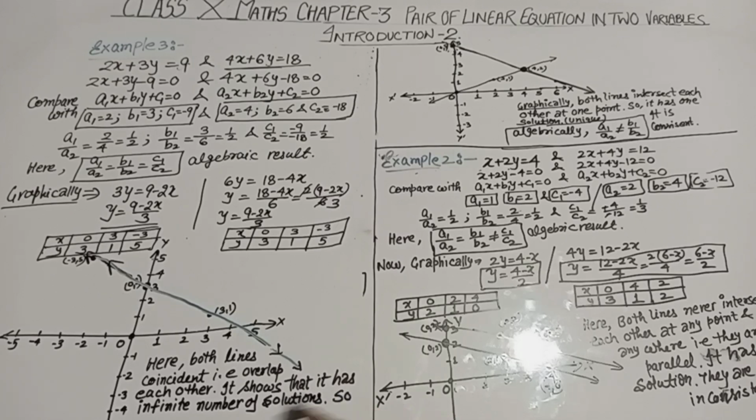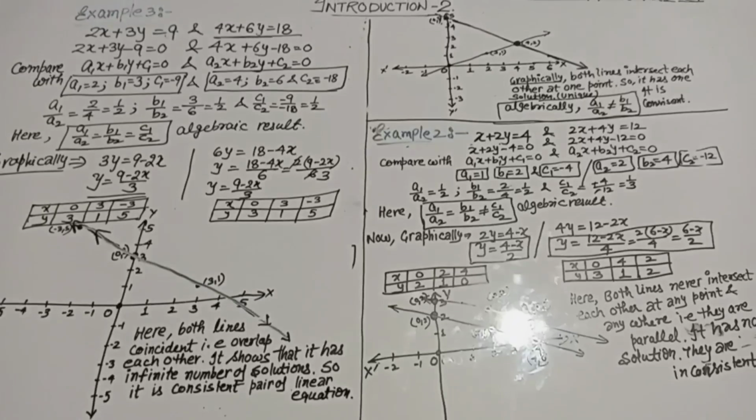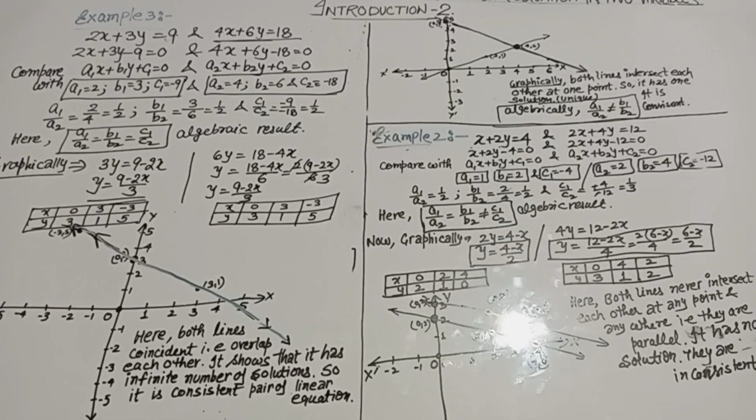So it is consistent. It is a consistent pair of linear equations. Here both lines coincide, that is, overlap each other. It shows that it has infinite number of solutions. So it is a consistent pair of linear equations.